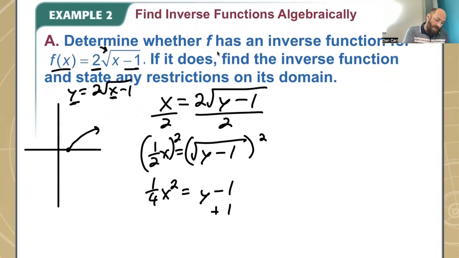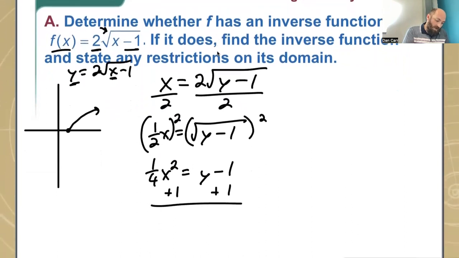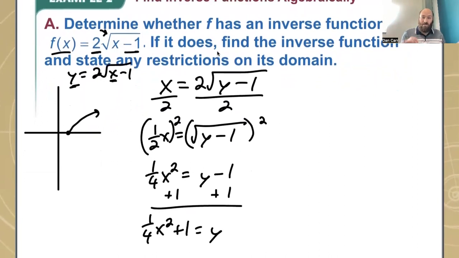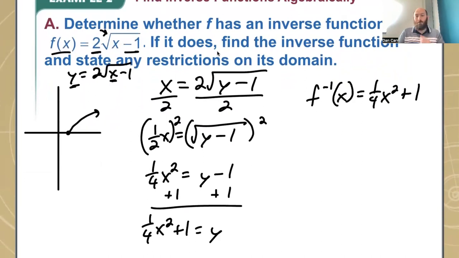And my final step here is to add 1 to both sides. So I have 1/4 x squared plus 1 is equal to y. Now, my final part of this is to state this as an inverse function. So instead of writing y, I'm going to write f to the negative 1 of x equals 1/4 x squared plus 1. Now, the restrictions on the domain.